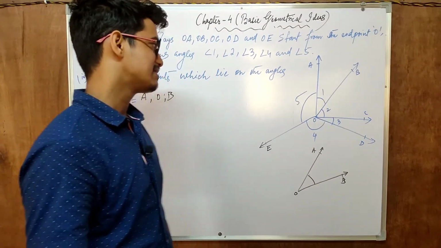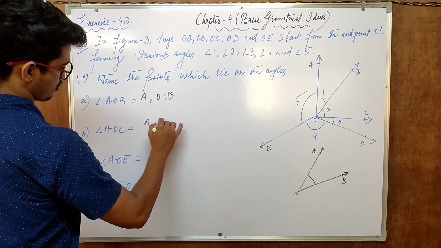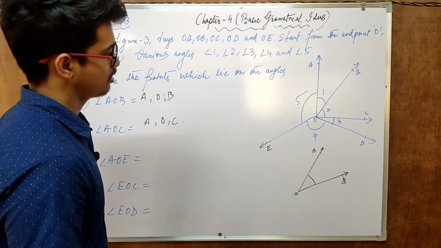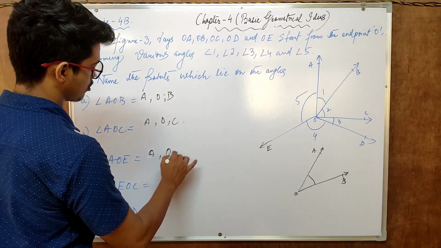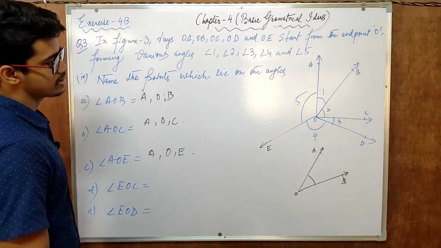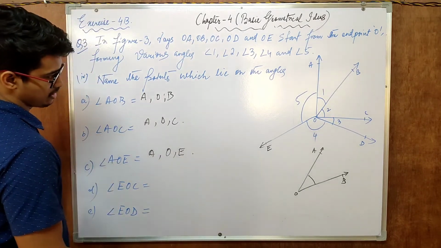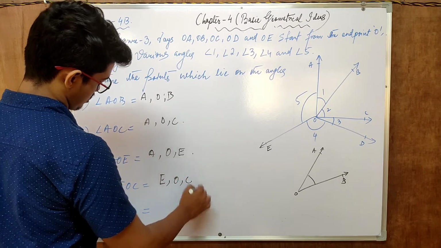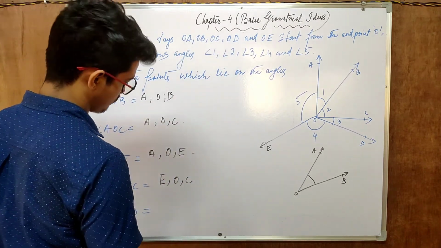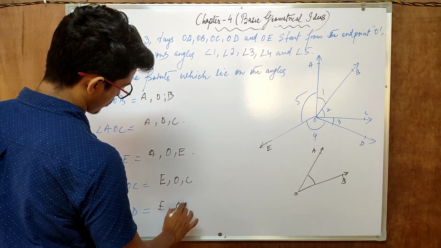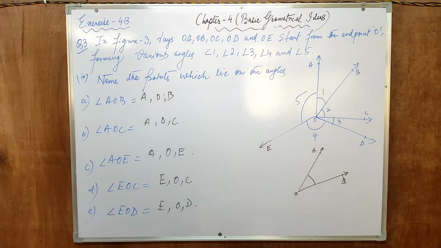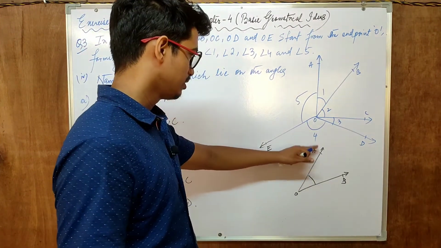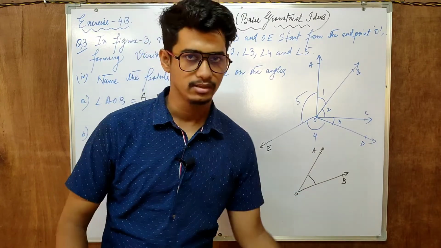AOC is again the same: A, O, C. AOE, where is AOE? Same: A, O, E. After that, EOC will be again the same: E, O, C. Last but not the least, EOD will again be the same: E, O, D. So what is the logic behind that? How many points lie on the angle? In this figure, these points are on the angle, as simple as that.